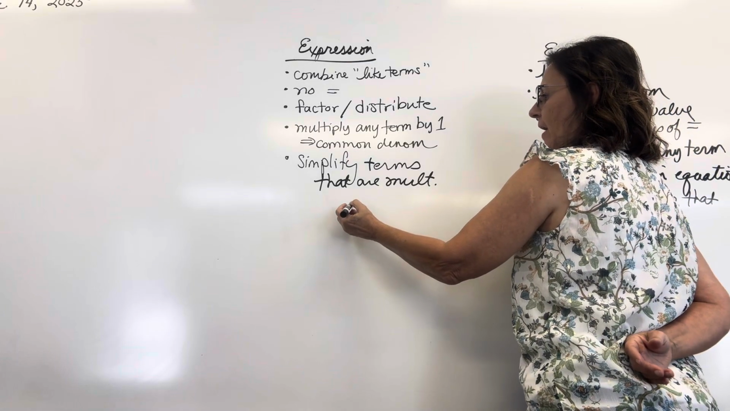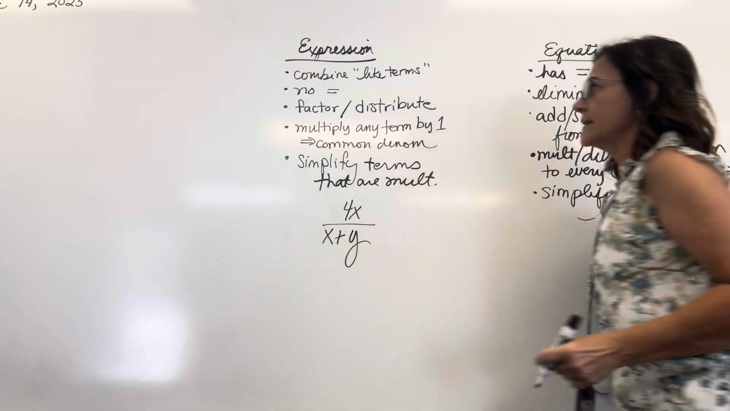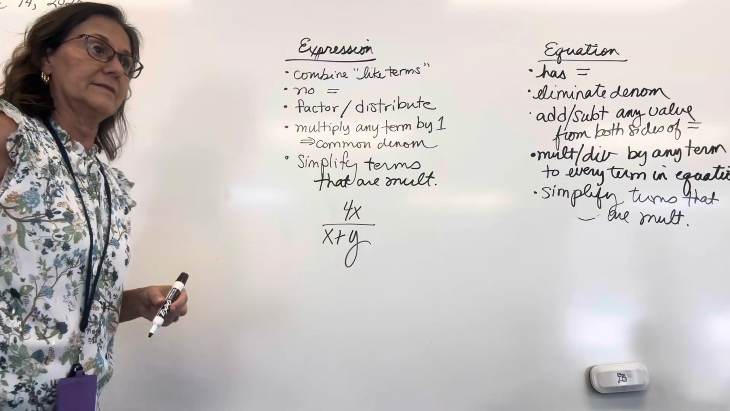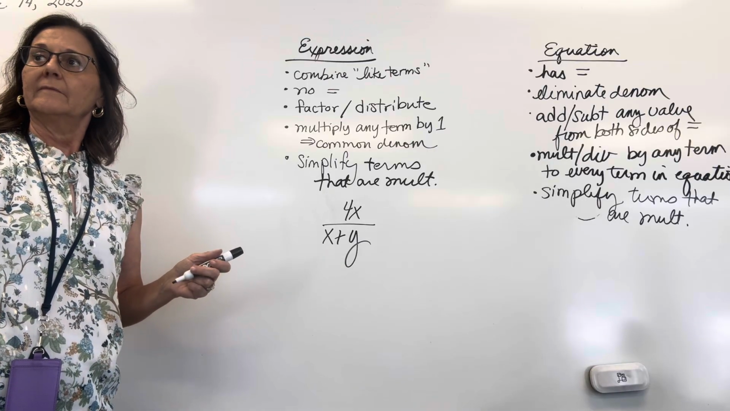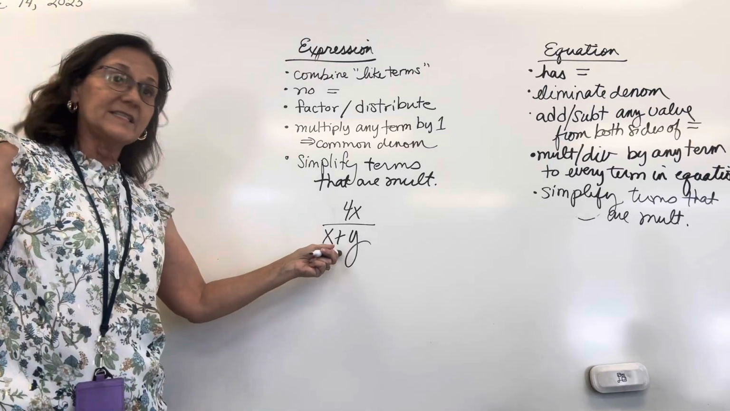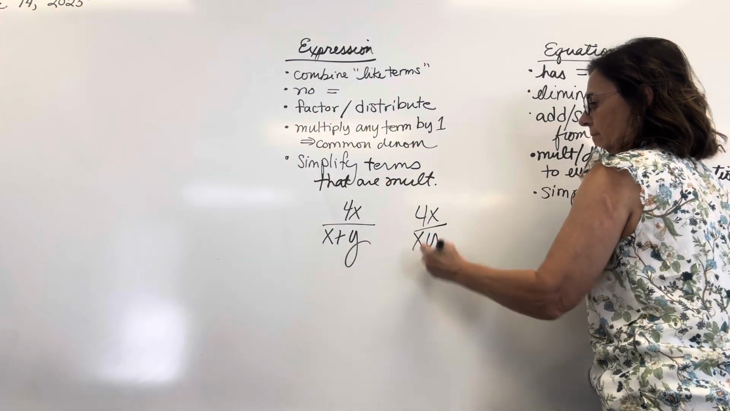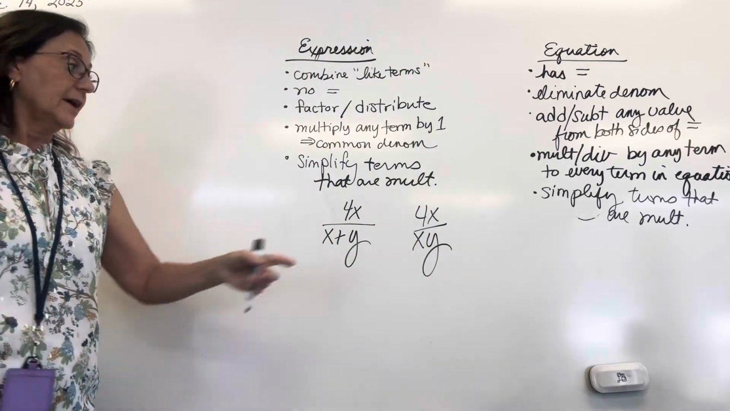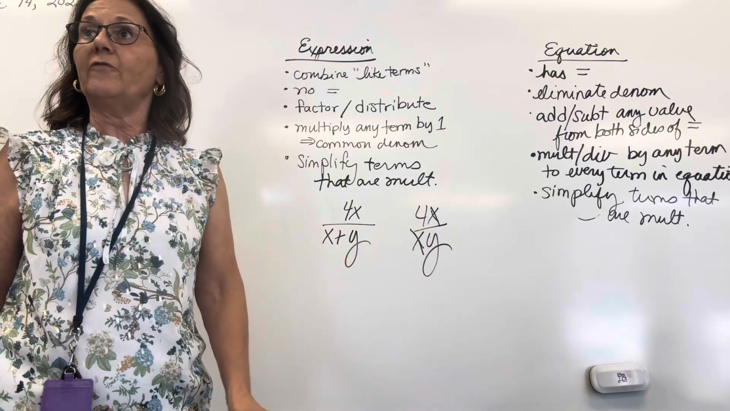So if I have 4x over x plus y, is that an expression? Can I simplify the x's? Everybody look right here. Can I simplify the x's? Why? Because the bottom term is not a single term. That's right, because this is added. Now, can I simplify? I can only simplify because the terms are all multiplied. So my x's can eliminate. I end with 4 over y.